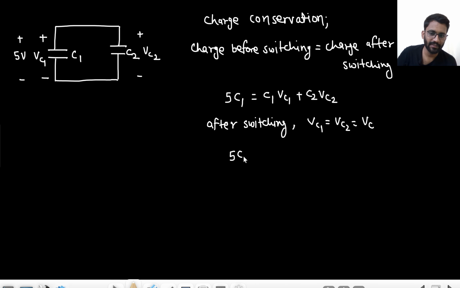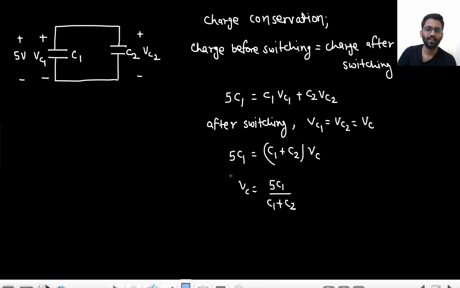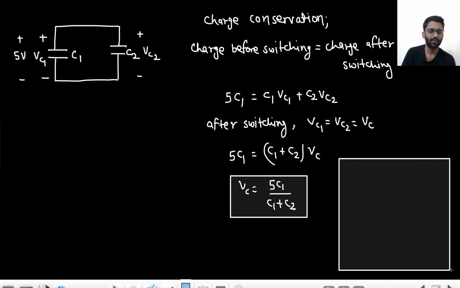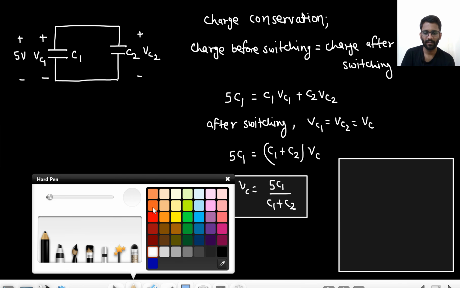So initial charge 5 C1 is equal to C1 plus C2 into VC. So VC would be 5 C1 upon C1 plus C2. So from 0 it will suddenly charge to this value. VC1 will go down from 5 to this value, and VC2 will go up from 0 to this value. We will write down a short note here.